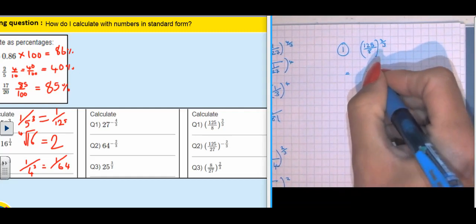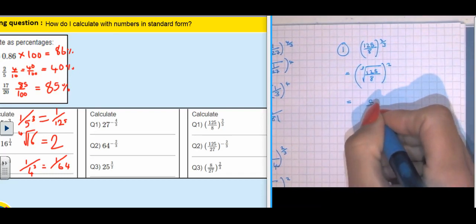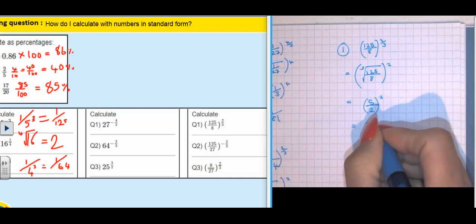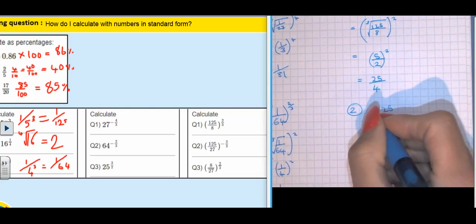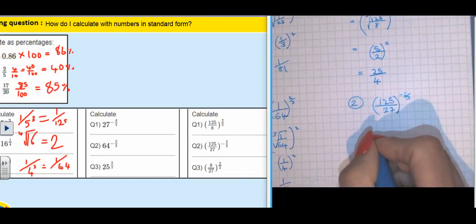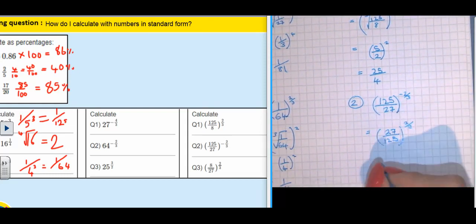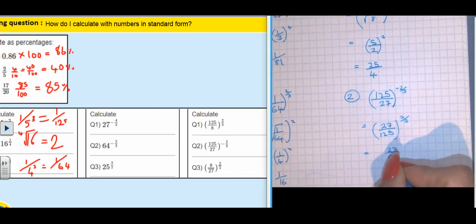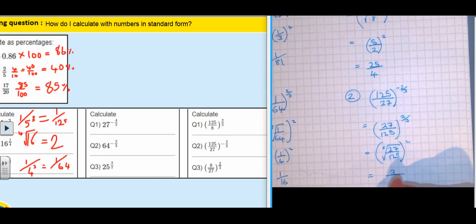That means I'm going to cube root, and then I'll square. The cube root of 125 is 5, cube root of 8 is 2, 5 squared is 25, and 2 squared is 4. 125 over 27 to the power of negative 2/3. Okay, well, I've got a negative here, so I'm going to find the reciprocal and then raise to the power of 2/3. So I'm going to cube root and then square. Cube root of 27 is 3, cube root of 125 is 5, 3 squared is 9. 5 squared is 25.